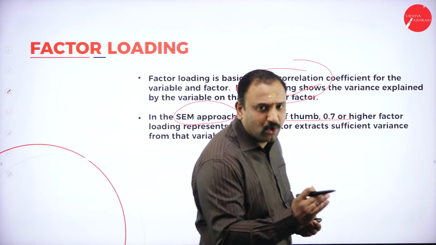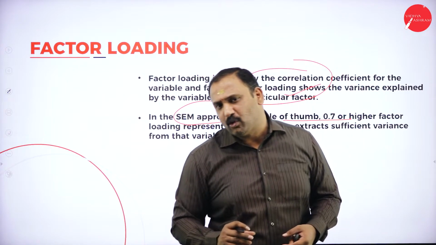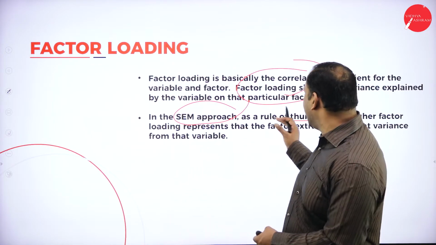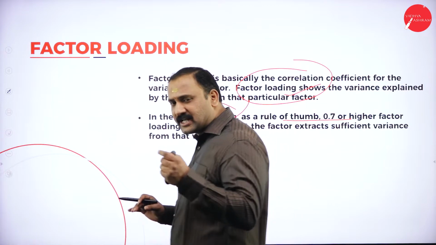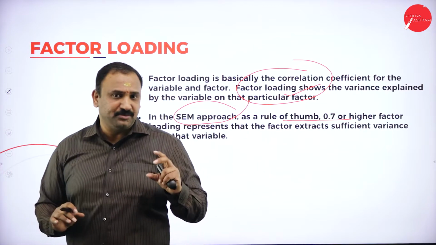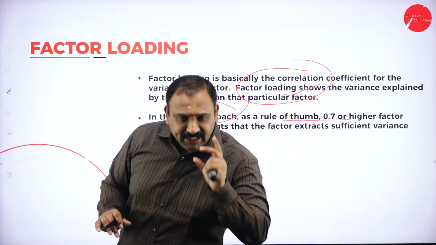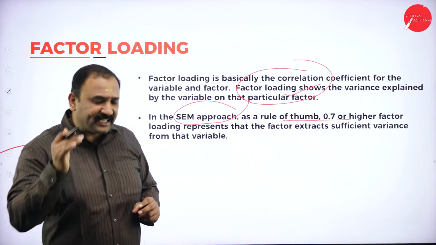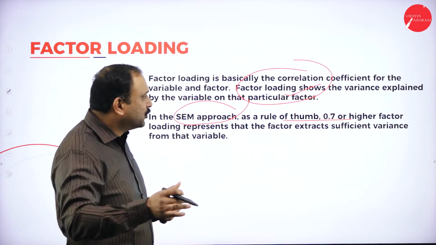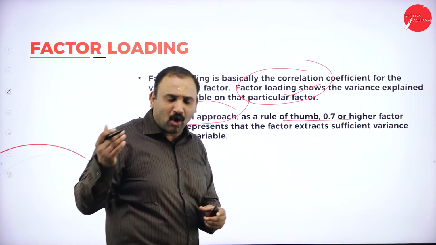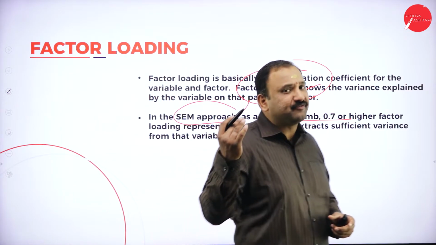Suppose it is below 0.7, then we don't see much variance. But as a rule of thumb, on a scale from 0 to 1, if it is weighing more than 0.7, that means there is a variation coming into the picture, and we need to look out for that particular variation factor.